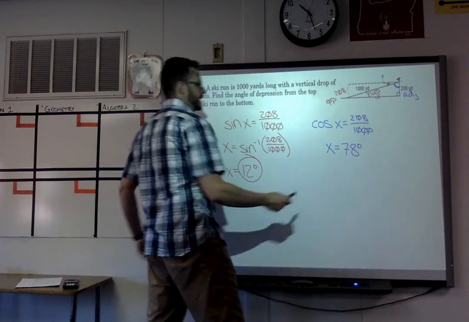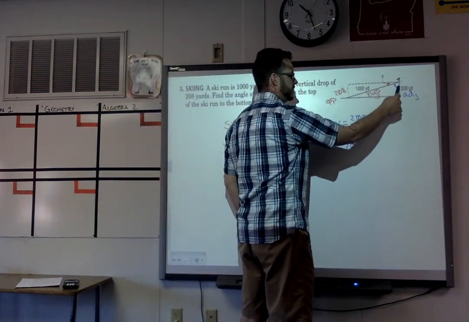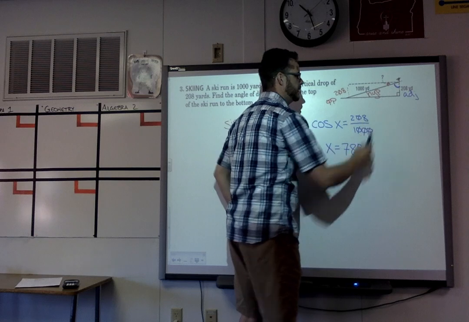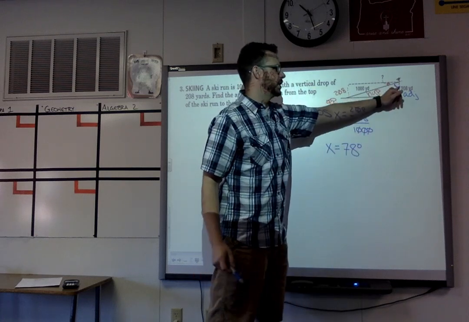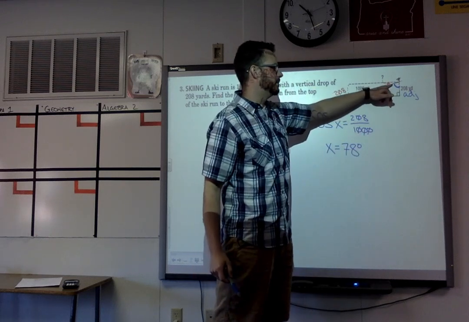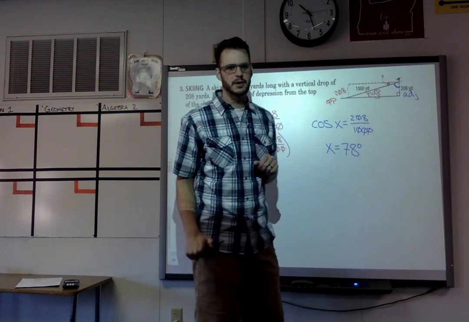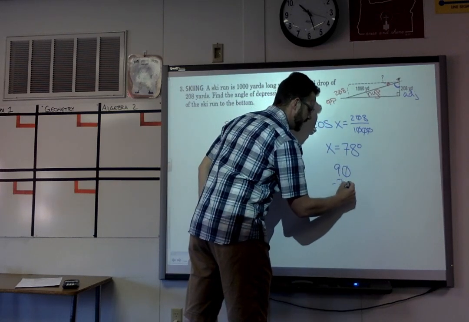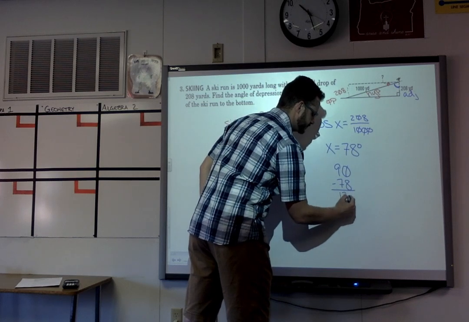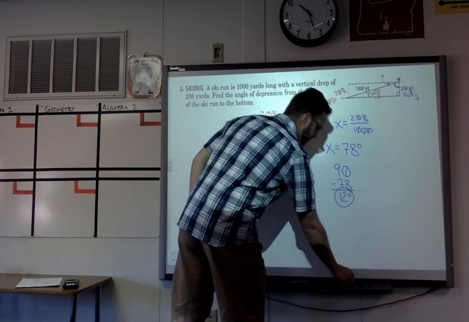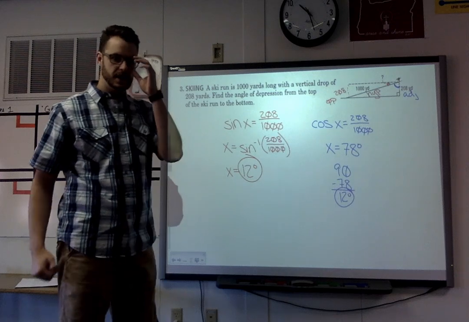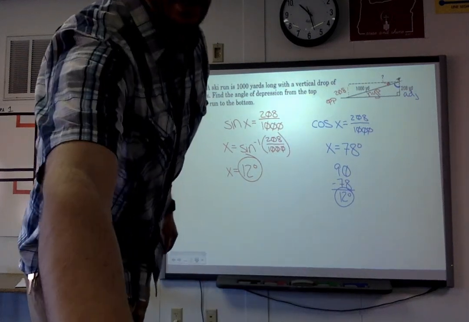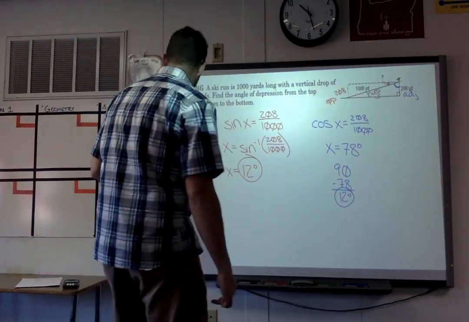So I would do my inverse cosine of 208 divided by 1,000, which gives me an angle measure of 78 degrees. Now, since we know that this is a right angle right here, and this part is 78 degrees, then the missing part of that angle that we were trying to solve for would be 90 minus 78, which would give me my answer of 12 degrees. So a couple different ways to solve that problem.